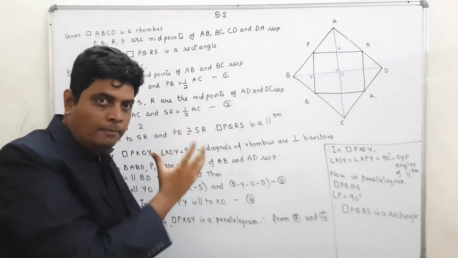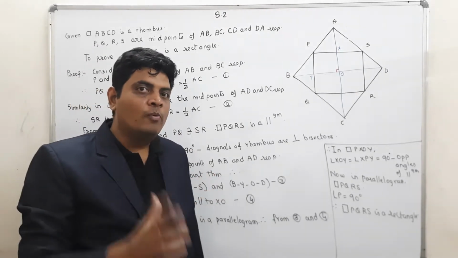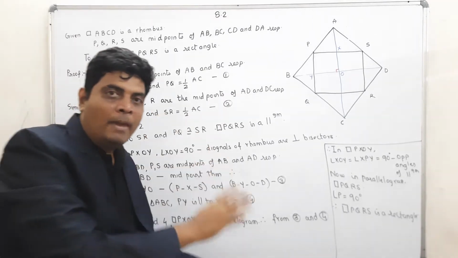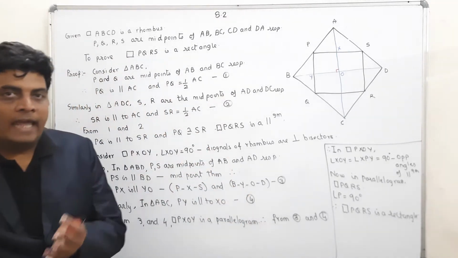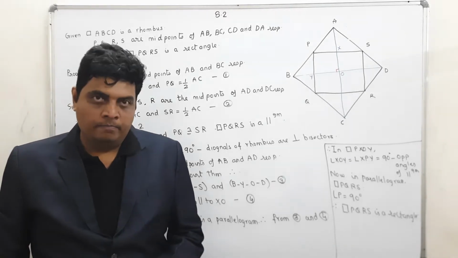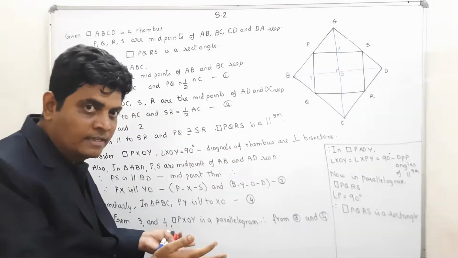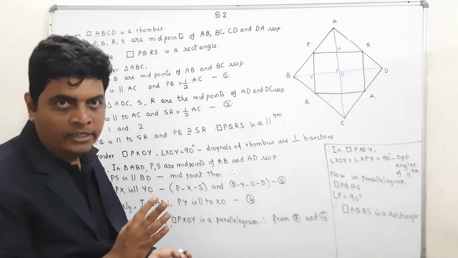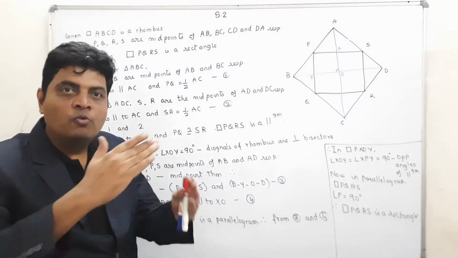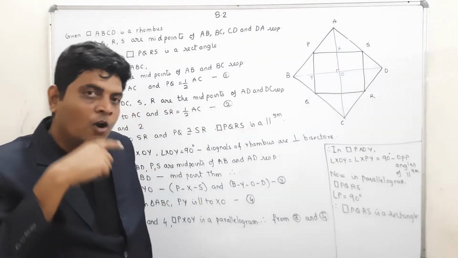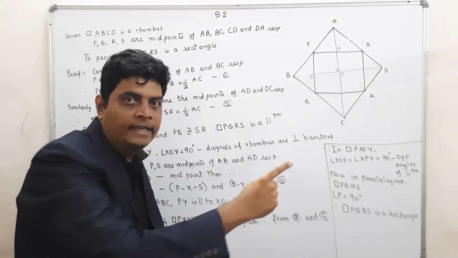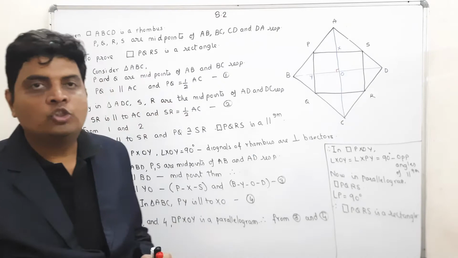So in these type of sums, the first step is always to prove the quadrilateral is a parallelogram. From parallelogram, we will move on to rectangle, or we will move on to rhombus, or we will move on to a square. If you want to prove a parallelogram is a rectangle, you prove one angle is 90 degree. If you want to prove a parallelogram is a rhombus, you prove adjacent sides are equal. If you want to prove a parallelogram is a square, you prove one angle is 90 degree and adjacent sides are equal, and your job is done.